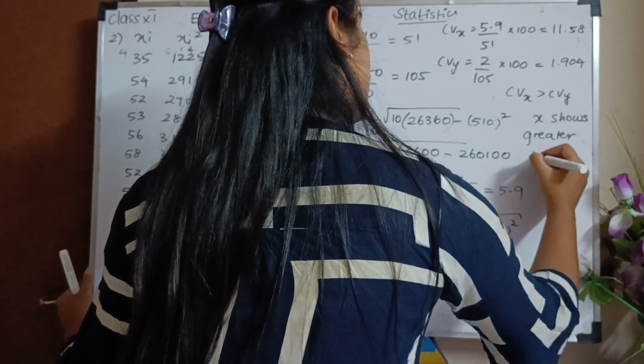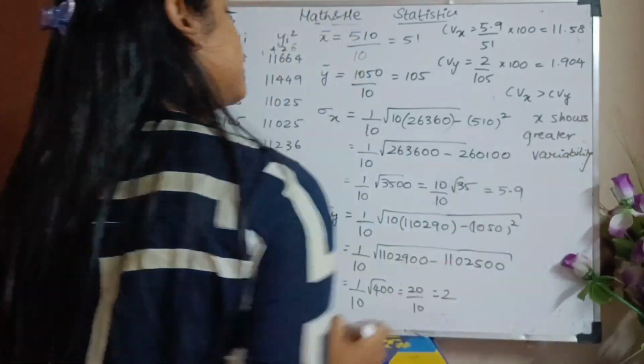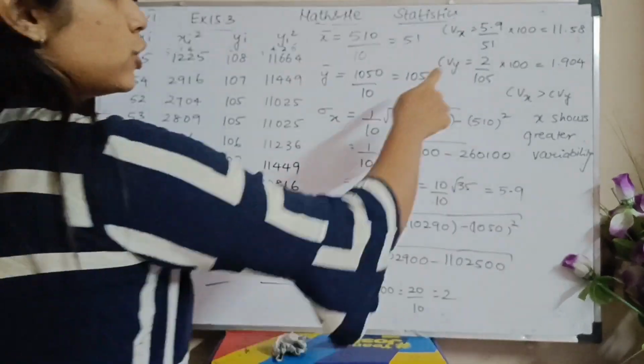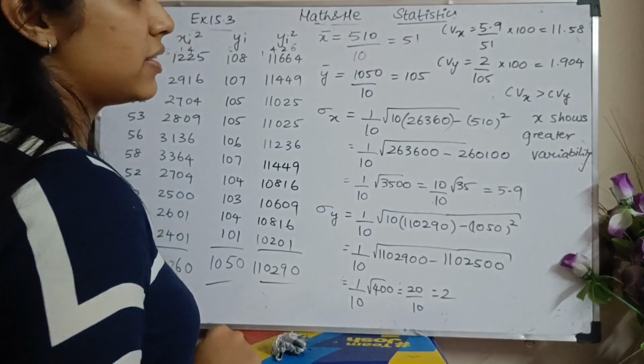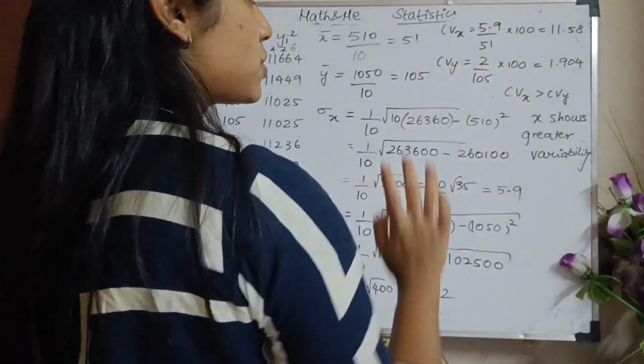Okay, this is how you have to write your answer. Please do the calculation. You can do 59 into 100, which will be 590 divided by 51, which is 11.58. And this will be 200 divided by 105, which is 1.904.